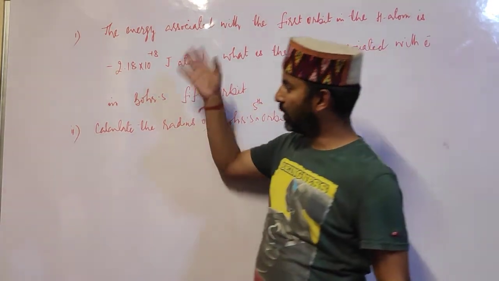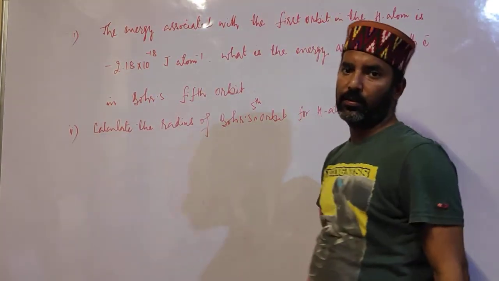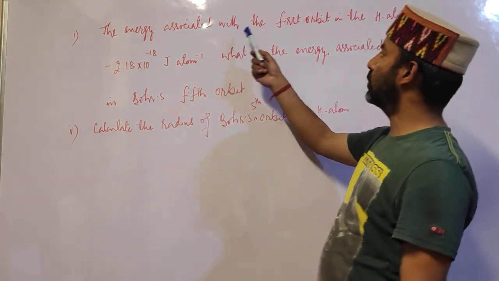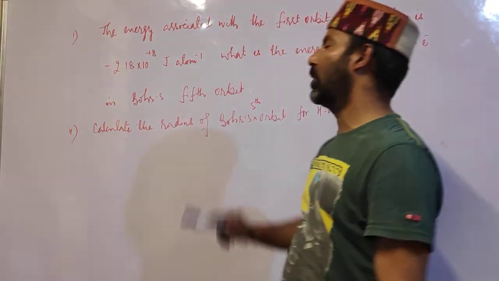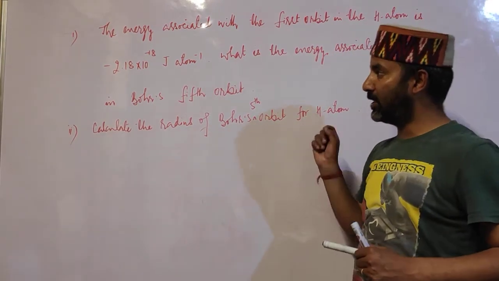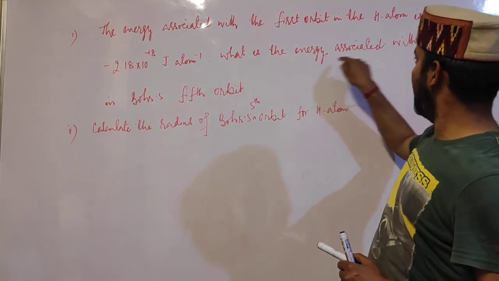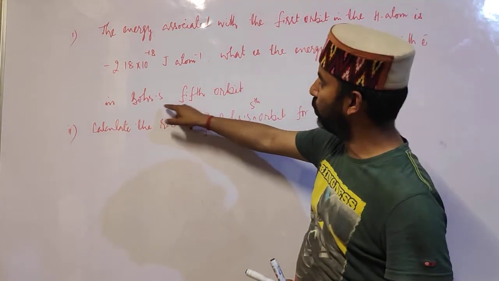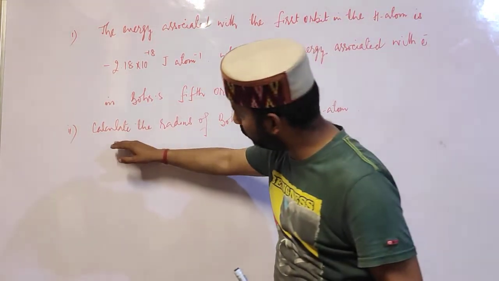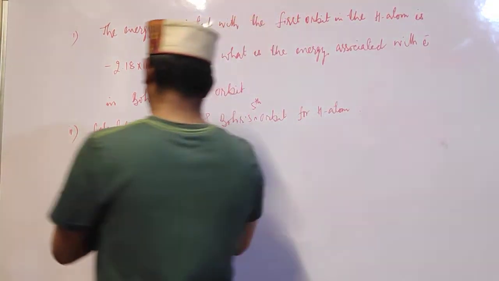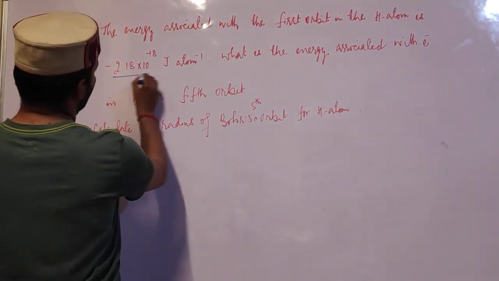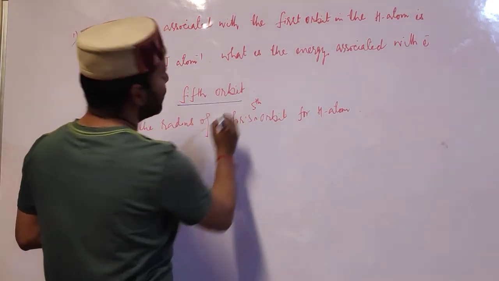Students, so here I have one numerical. The energy associated with the first orbit in the hydrogen atom is minus 2.18 into 10 raised to power minus 18 joules per atom. What is the energy associated with the electron in Bohr's fifth orbit? And we have to calculate the radius of Bohr's fifth orbit also. Now students, first orbit का energy given है, fifth orbit का energy निकालना है.